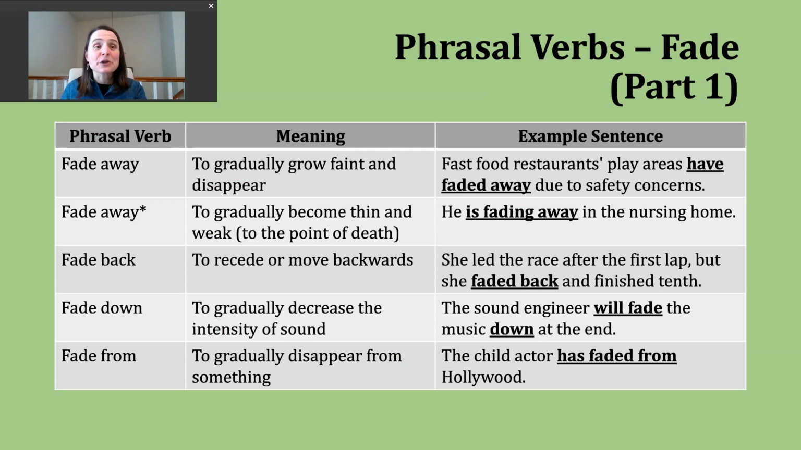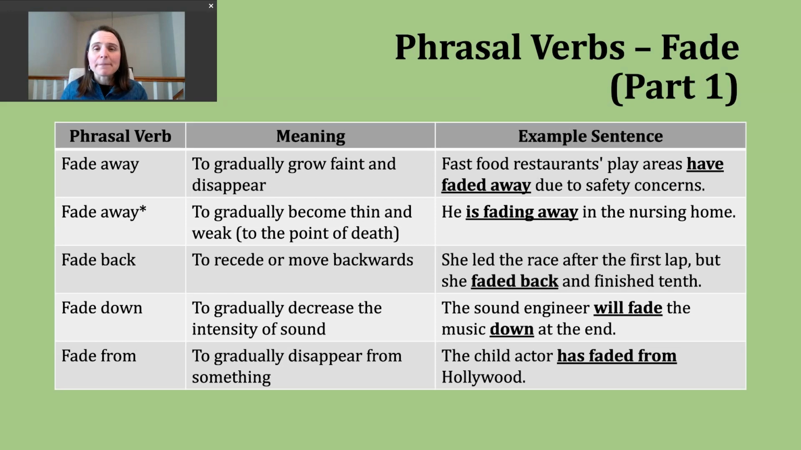Okay. Now, the verb fade actually has a number of phrasal verbs connected to it. So today's video is going to focus on these slightly different meanings, and I'll talk a little bit about verb tenses to give us that practice as we go along. So let's begin by discussing the phrasal verb fade away. This can have a couple different meanings. One would be to gradually grow faint and to disappear. So it ties back to that first definition we looked at moments ago.